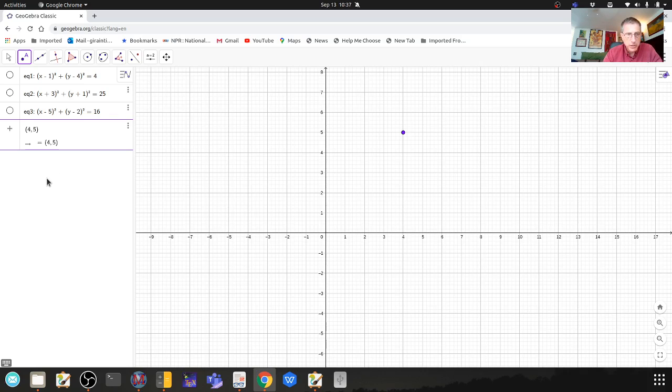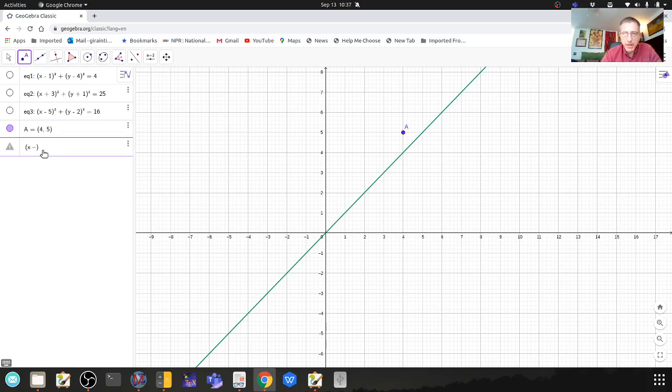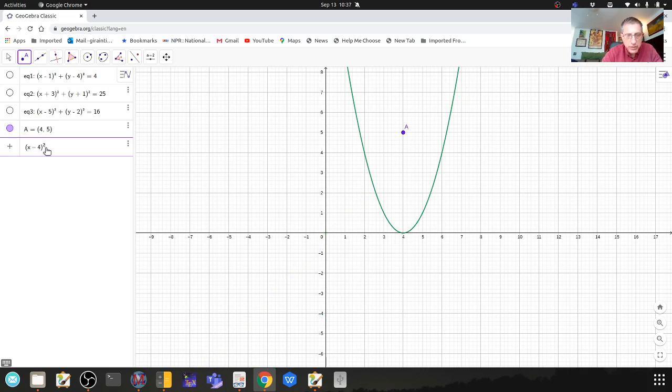So let's type in the equation. X minus, what is the h value? This is my center point. So x minus 4 squared plus y minus, and what's my coordinate for the center point y value? It's 5. And we're going to square it.